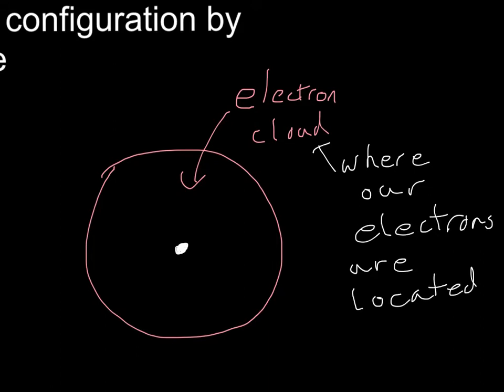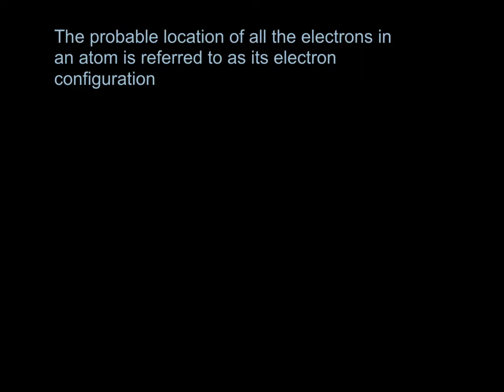What we want to do in today's lecture is describe the organization of the electron cloud. In other words, we want to take all the electrons in an atom and tell their probable location. The probable location of all the electrons in an atom is referred to as its electron configuration.